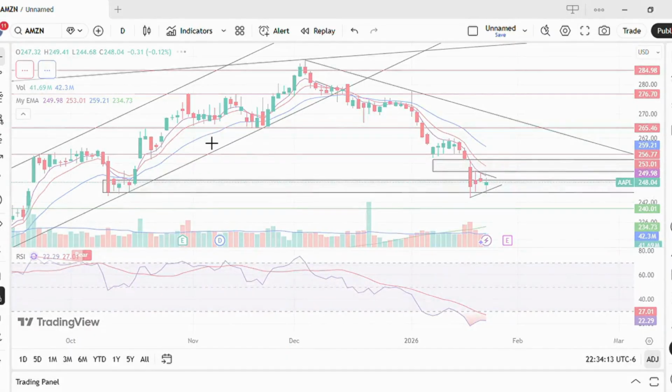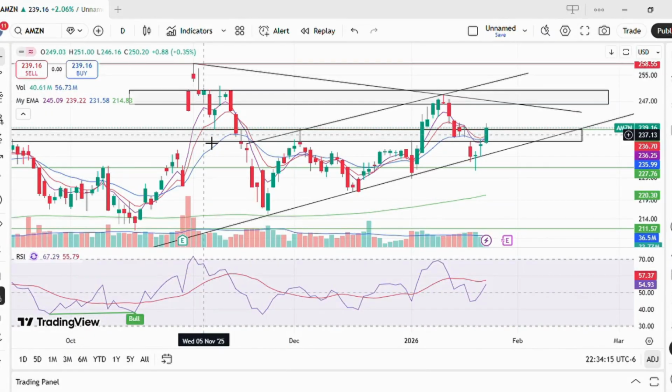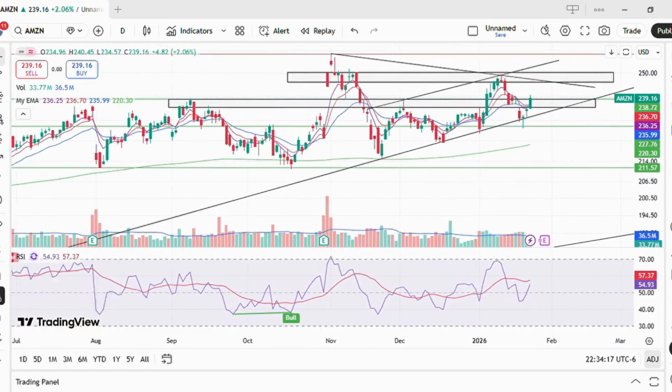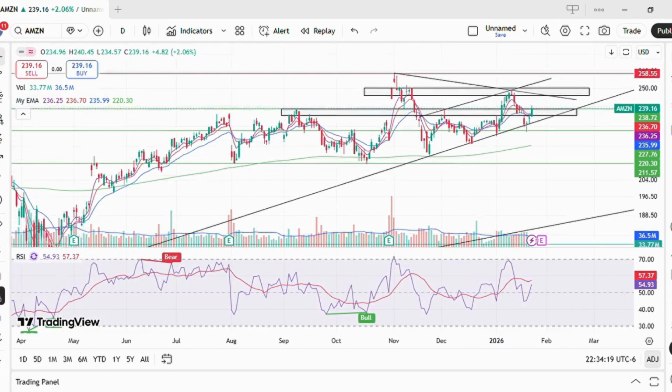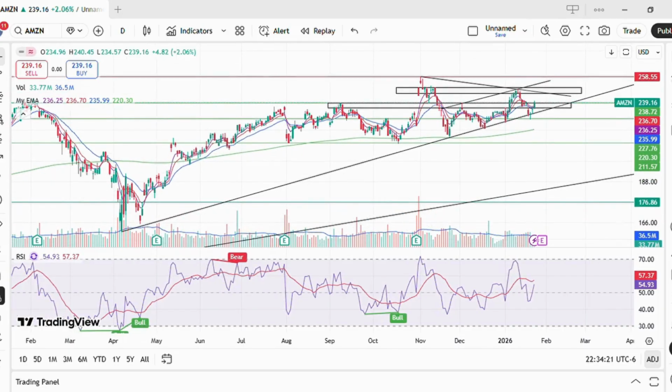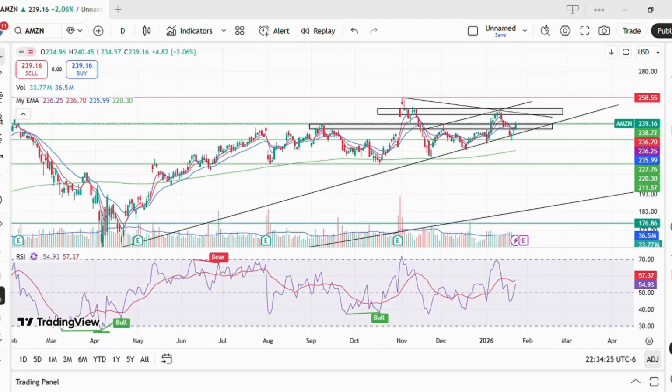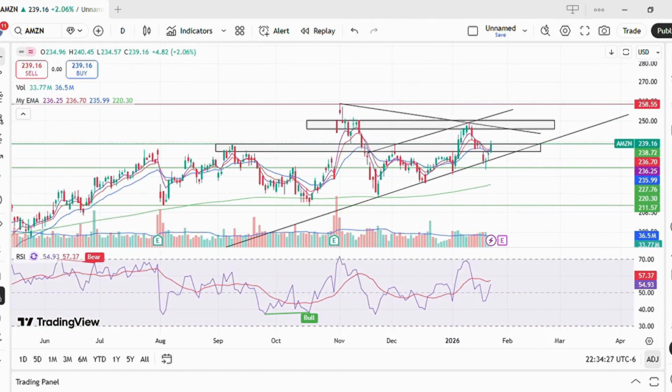Looking at Amazon, as we saw last week, it took support at this trend line the last three times and it took support on the same trend line this week also. The nice rejection candle here, and now it closed above this bearish fair value gap, and it formed a bullish fair value gap as well.